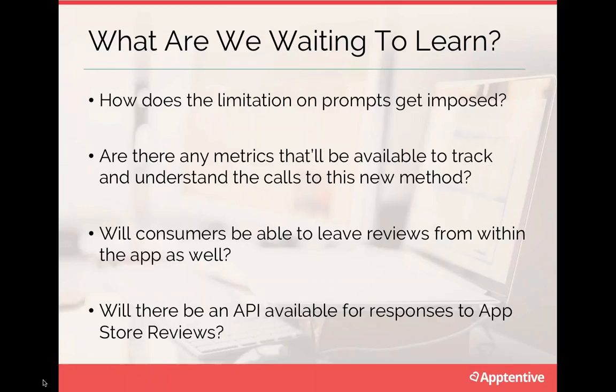The second thing is we don't know if there are going to be any metrics available through the API method to understand when it's been called, who it's been shown to, how many times it's been shown. As you know, if you're working with Apptentive, this is a really important part of communicating with customers, the reporting on when you're bothering people, the reporting on your success metrics, the reporting on whether or not people are taking the actions that you want them to take when you communicate with them.